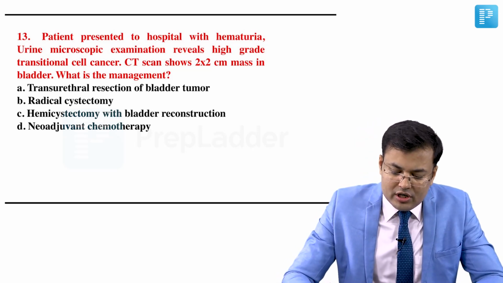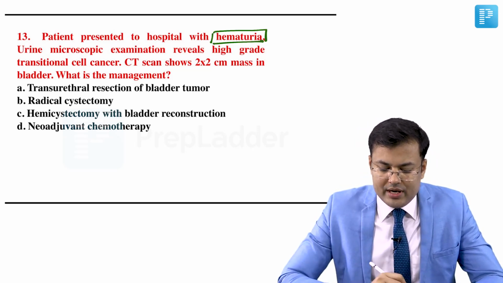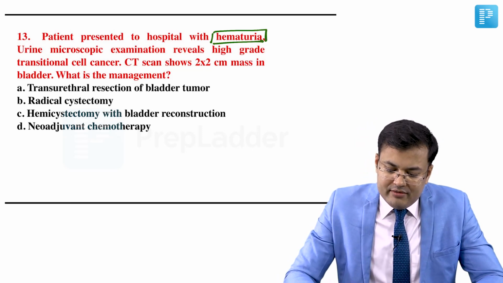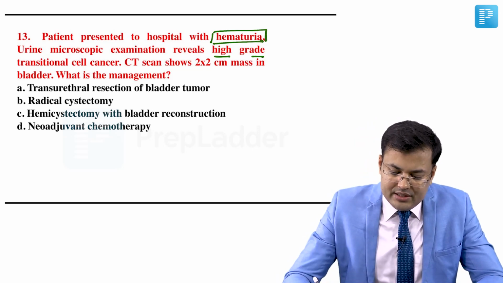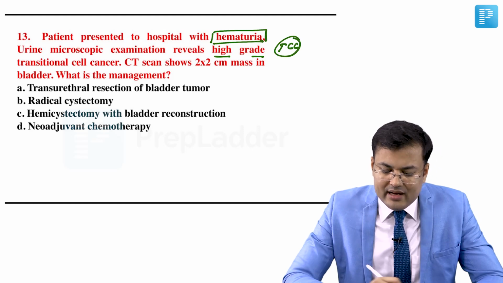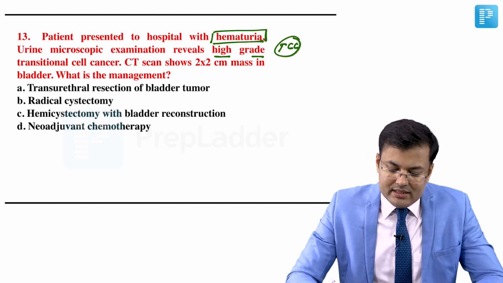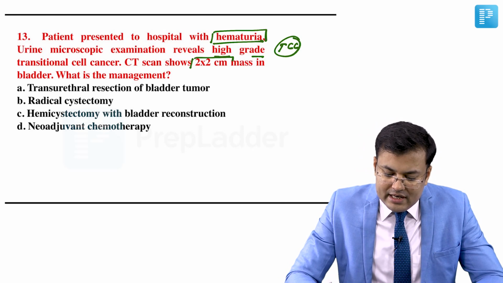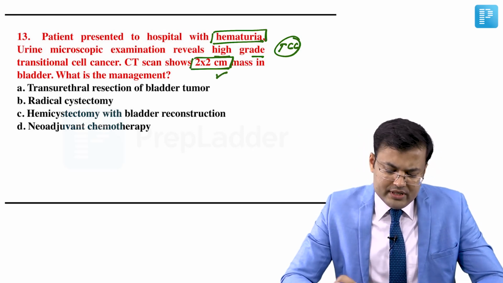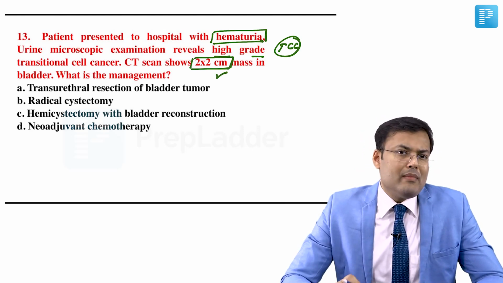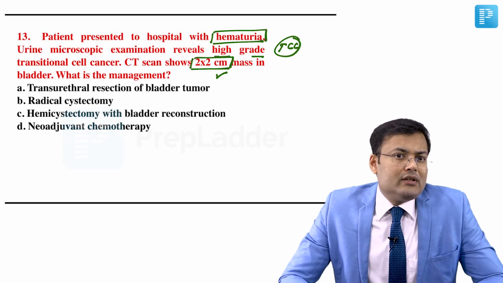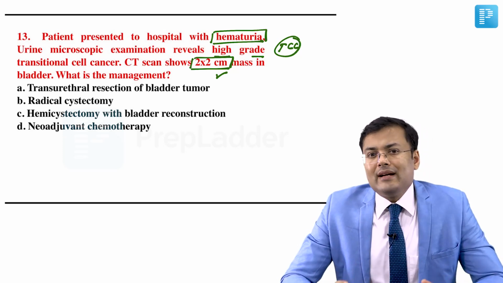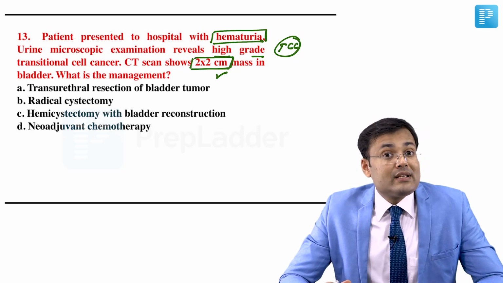See question number 13. It's an indirect repeat because similar questions were asked many times in the exams. Patient presented to the hospital with hematuria. Urine microscopic examination reveals high-grade transitional cell carcinoma. So there is a high-grade bladder tumor. CT scan shows a 2 into 2 centimeter mass in the bladder. What's the management?